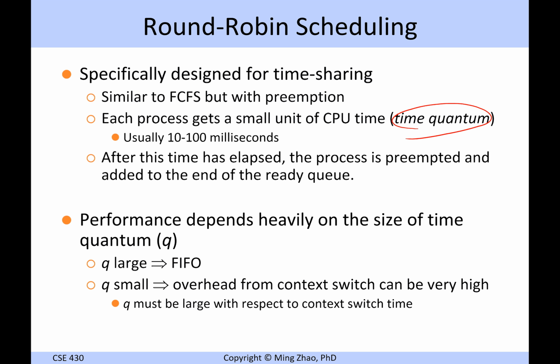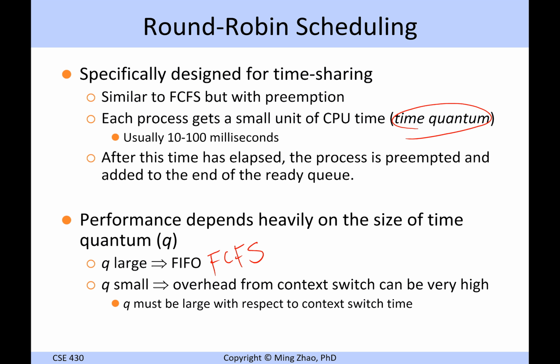So if the time quantum Q is really large, in the extreme case, when the time quantum is set to infinity, the round-robin scheduler reduces to the FIFO scheduler, to first come first serve. Because when the time quantum is set to infinity, we are allowing every process to finish its CPU burst, and we will not preempt the process ever. The process will always be able to finish its CPU burst because the time quantum is set to infinity. So in that case, round-robin scheduler reduces to first come first serve.